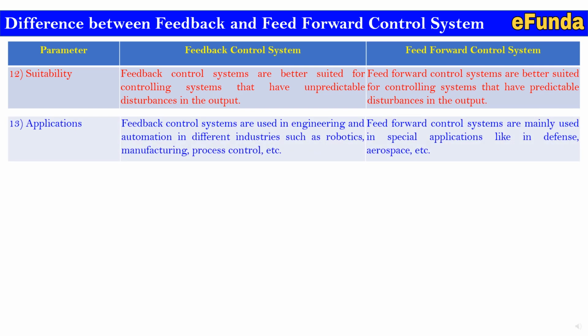Thirteenth is the application. Feedback control systems are used in engineering and automation in different industries such as robotics, manufacturing, process control, etc. Whereas the feed forward control systems are mainly used in special applications like defense and aerospace. This is how we have tried to cover the process control system and their application details, where we have mainly covered the feedback control system and feed forward control system.